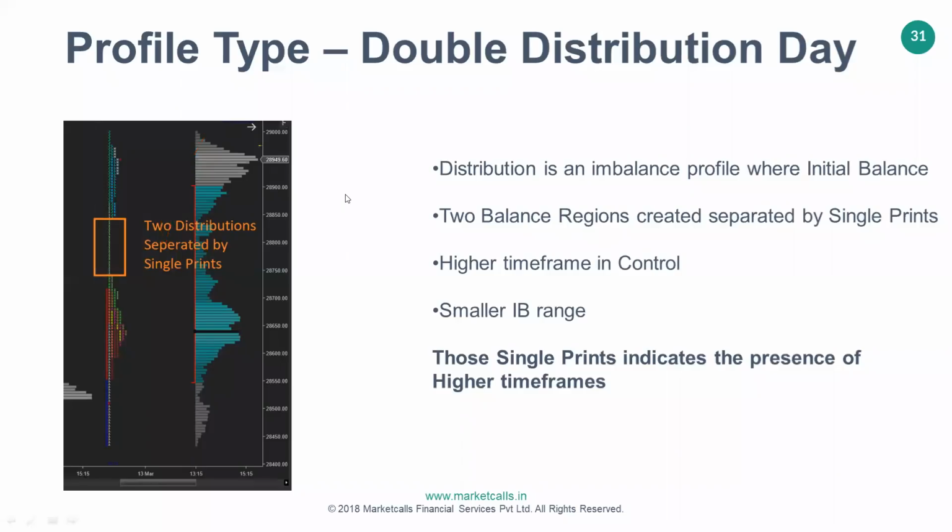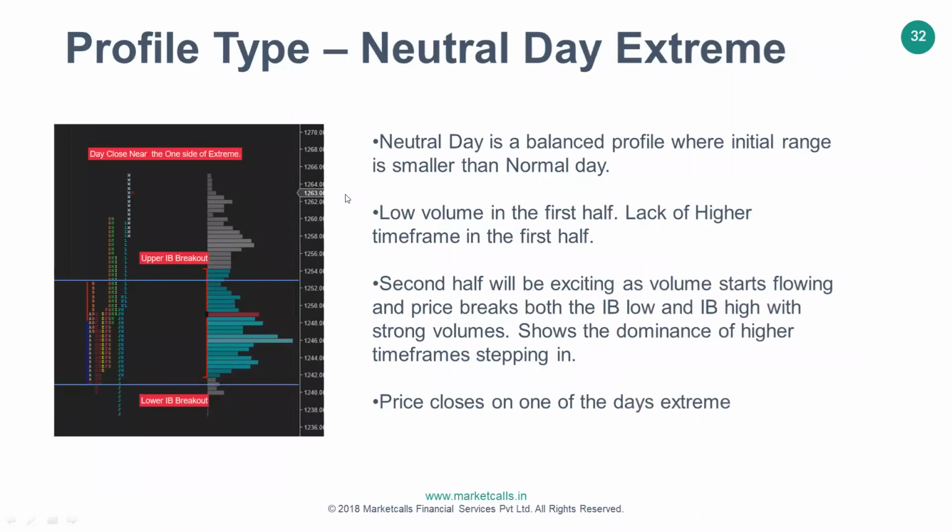And next comes the neutral day extreme, where the initial balance, the first 1 hour range, gets broken on both sides. On the lower side you will see an IB breakout, and on the upper side also you will see an IB breakout. IB breakouts happen on both sides. In a month, at least, you'll be seeing these kinds of patterns once or twice.